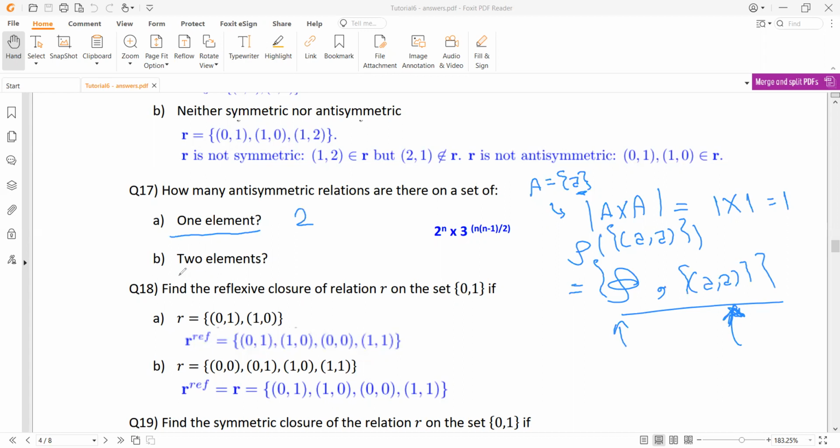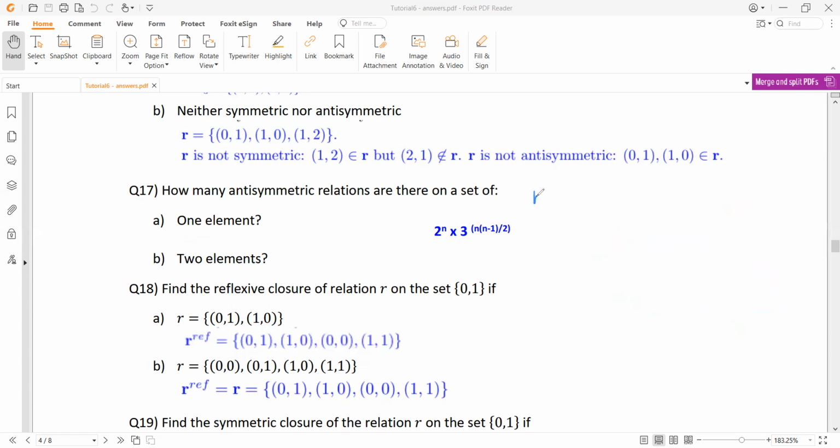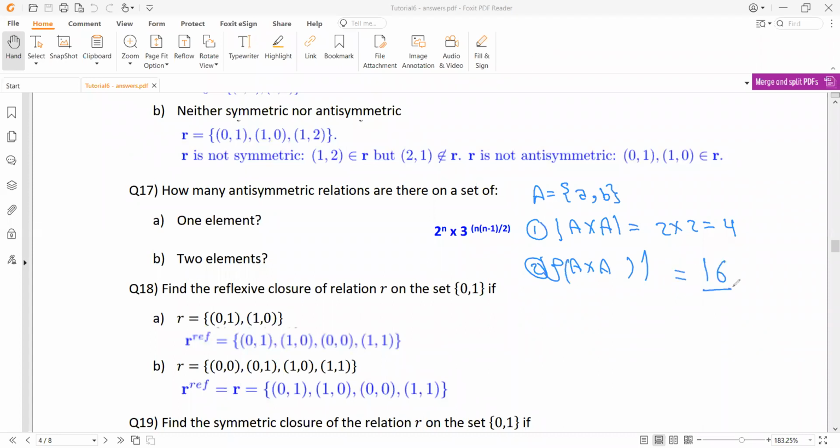What about if you have a set of two elements? To find the Cartesian product of A with itself, you're gonna have 4 elements, and the power set of the Cartesian product will be 16 elements. So 16 different relations, but how many of those are anti-symmetric? It's very easy.